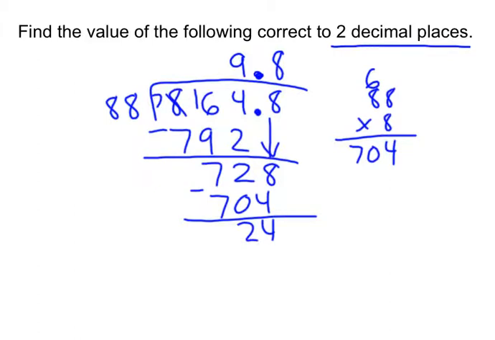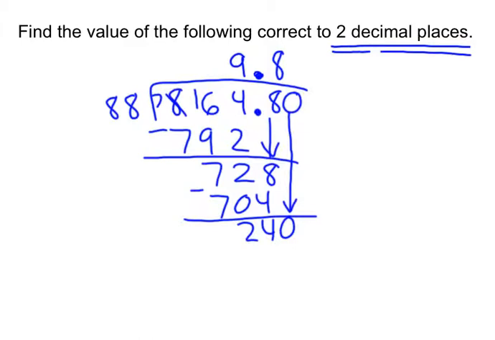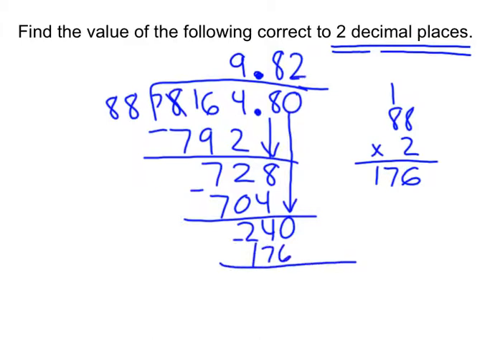And should I stop now? No. If you see that we're being asked to find the value correct to 2 decimal places. So I need to keep going. So now I need to add a 0 here and bring that down. Now I'm finding how many times 88 goes into 240. I'm going to try 2 first. And that fits. So I'm going to put my 2 above my 0, 176, and subtract.